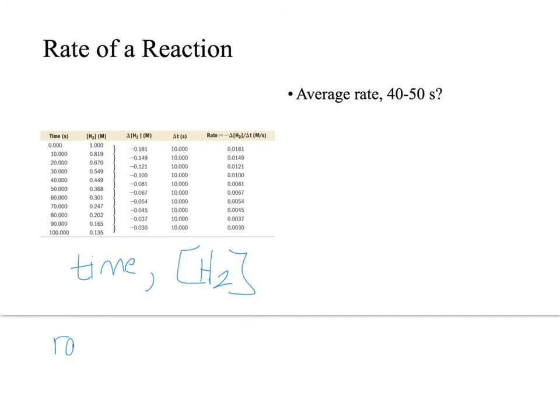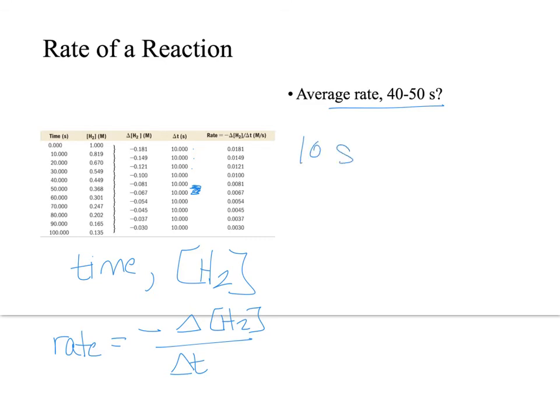Remember, if we're looking at this data, rate is equal to negative change in hydrogen over the change in time. Okay, so what is the average rate at 40 to 50 seconds? All right, I'm going to look at that there. It goes from, all right, so this is 0, 10, 20, 30, 40, 50. Okay, right here. That's 50 seconds.